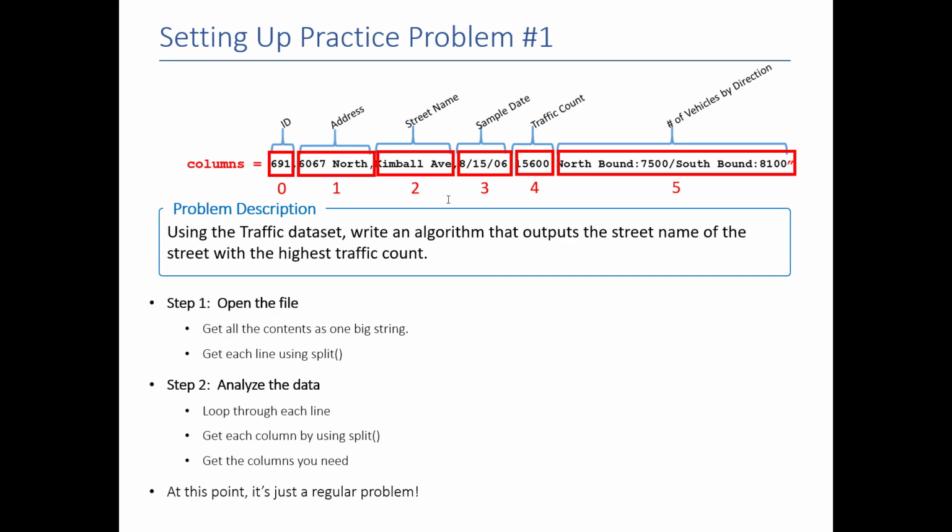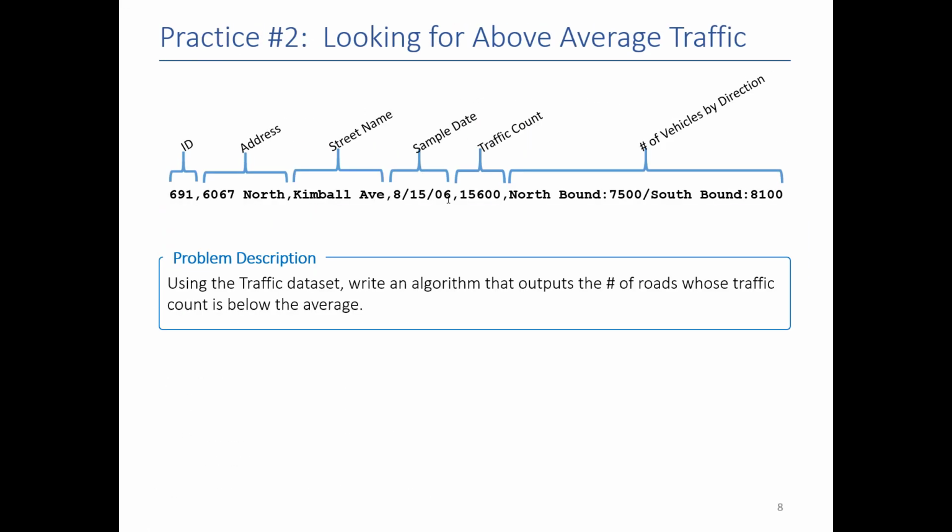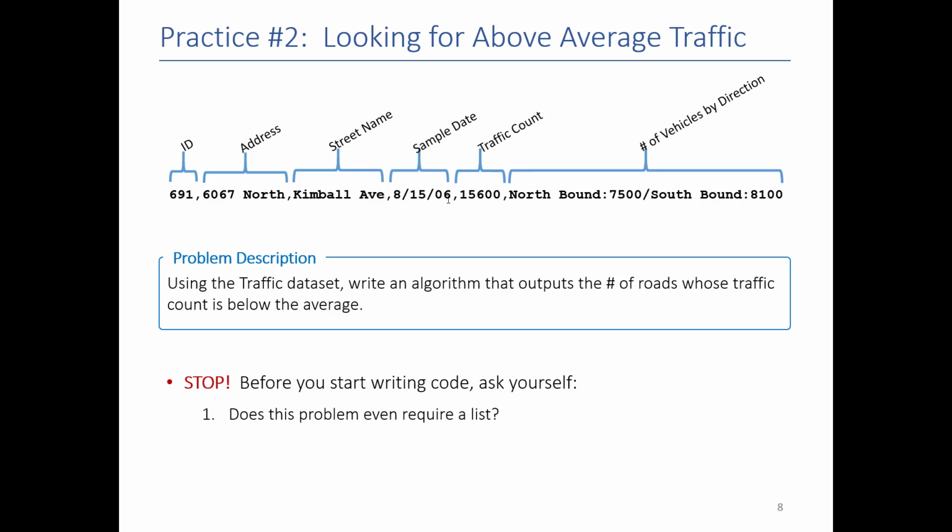So we've solved one. Let's do another one. In this problem, we are going to write an algorithm that outputs the number of roads whose traffic count is below the average. So if we remember from our first video on lists, this is an example of a problem where we actually do need a list, because first we have to look at every value and we need to keep track of what the average is, and then we have to go through every value one more time to see who's below. So now the question is, is it a one or a two dimensional list?